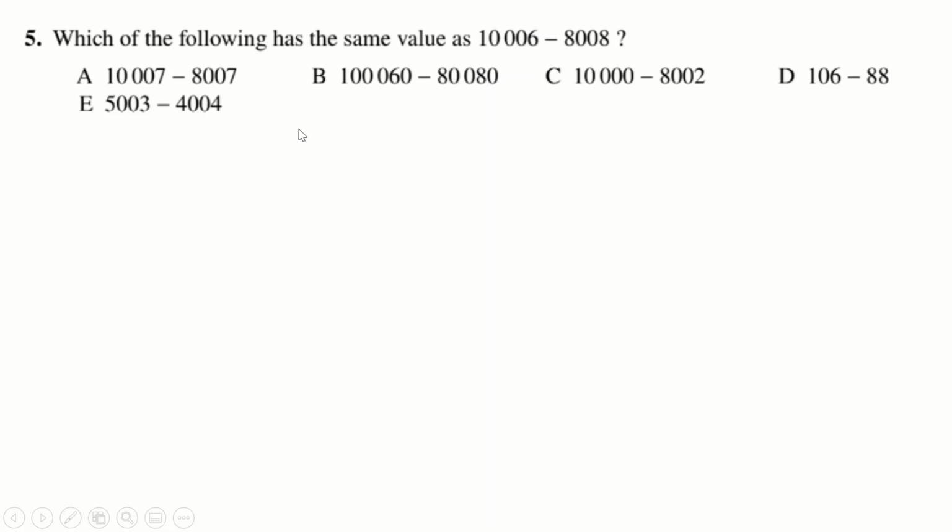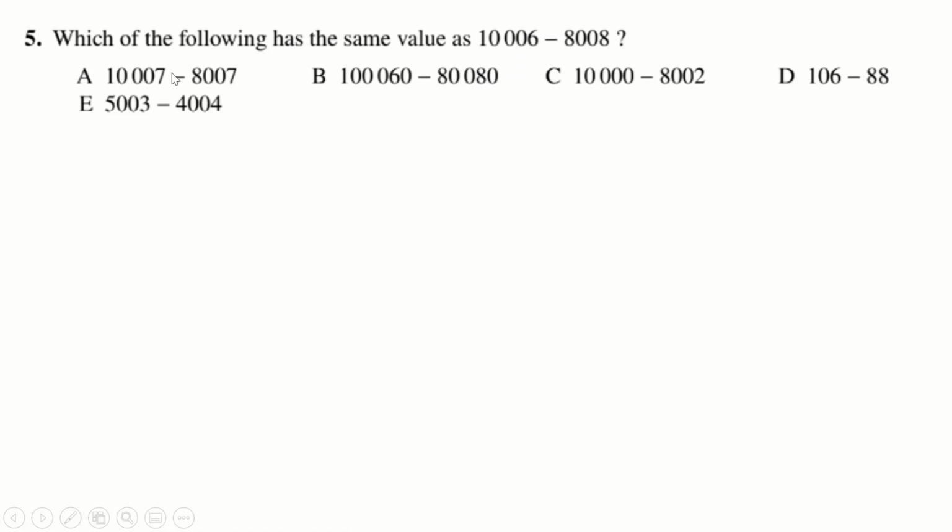Question number 5. So this is one of those classic questions where they don't want you to actually work out what this is. You can, and then you can work out what these are and find the one that matches. But what they want you to do is understand that subtraction is working out the distance between the two numbers. Like, 6 take away 3 is 3 because the distance between 3 and 6 is 3. Or 6 take away minus 4 is 10 because the distance between 6 and minus 4 is 10. So the distance between these two numbers is what we're looking for.